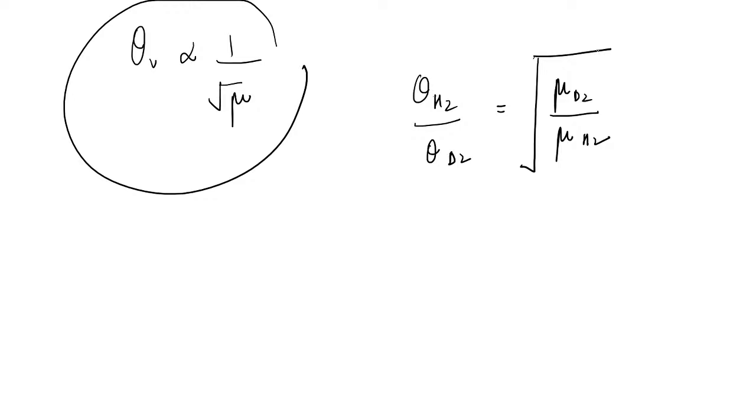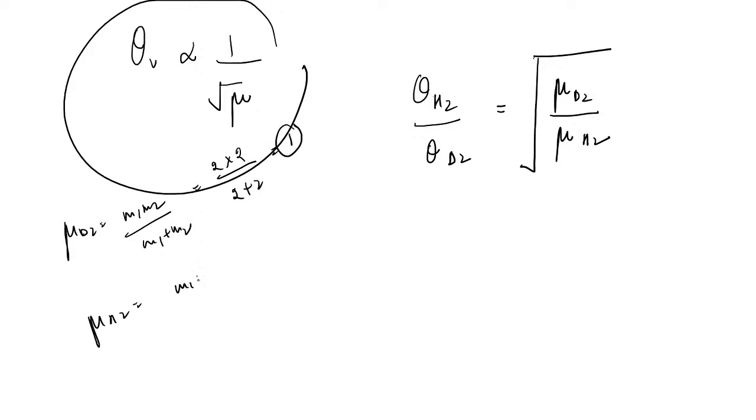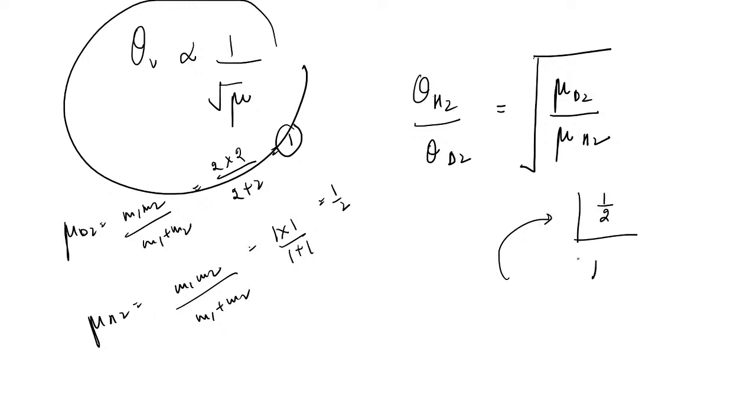Mu of D2 and mu of H2. Now what is the reduced mass of D2? m1 into m2 divided by m1 plus m2. D2 has mass 2, so 2 into 2 divided by 2 plus 2, that is 1. Mu of H2 is m1 m2 divided by m1 plus m2, with mass 1 here, so 1 into 1 divided by 1 plus 1, that is 1 by 2. Keeping this mass over here, 1 by 2 divided by 1, under root, so it's going to be the square root of 1 by 2.